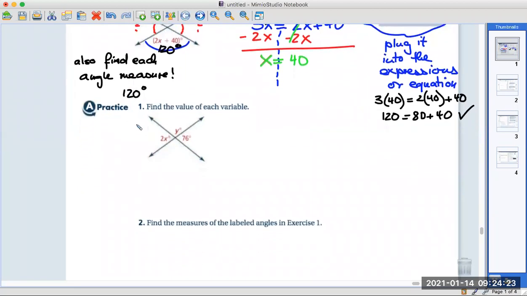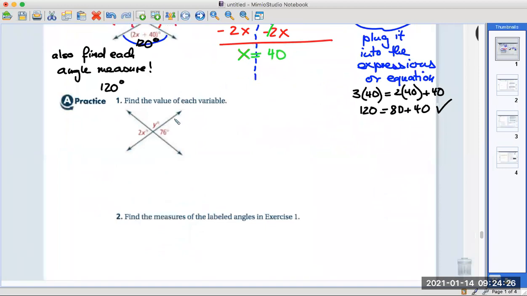And then I want to show you number 1 here. Find the value of each variable. So we're going to look at what variables they are talking about. We got an x and a y. So I will look at the vertical angles first. This one and this one, these are called vertical angles. And remember, they're equal or congruent. You can call it congruent, but we're setting up an equation, so we'll call it equal. So we got one angle equal to the other angle. And that's your equation.